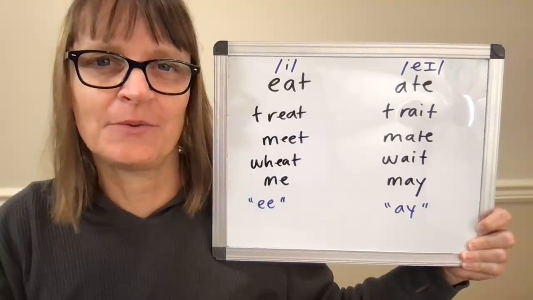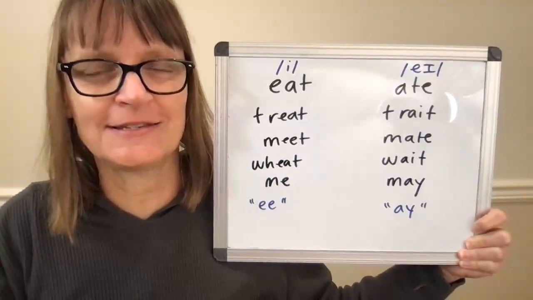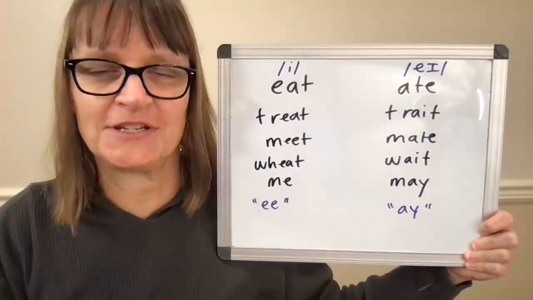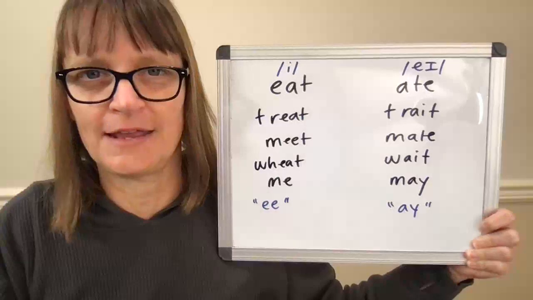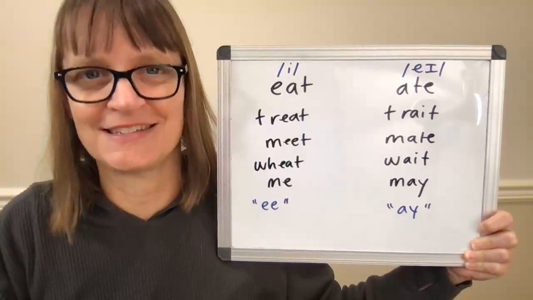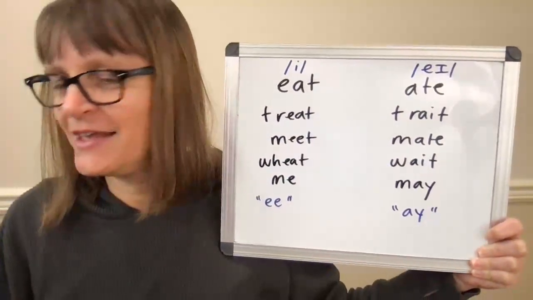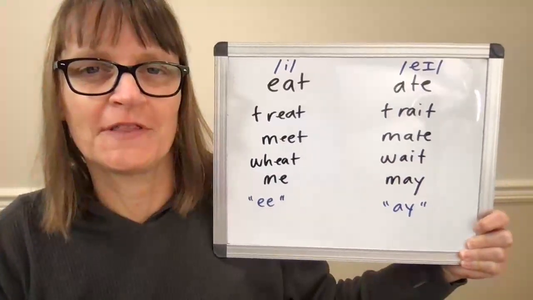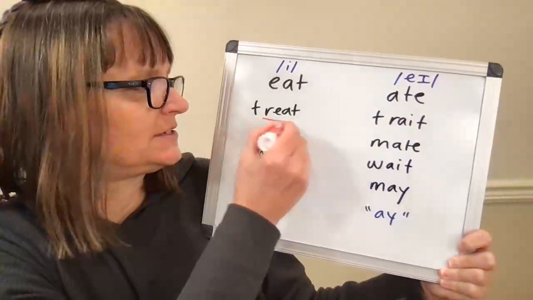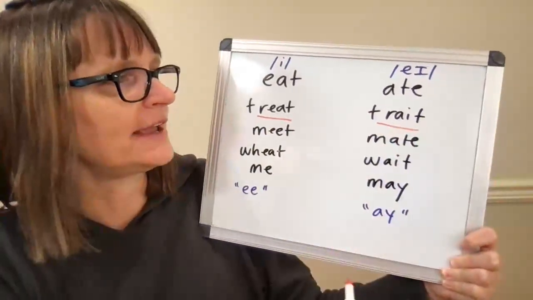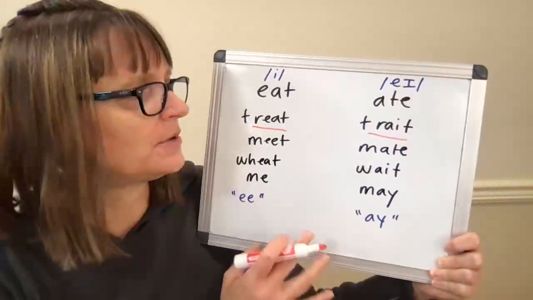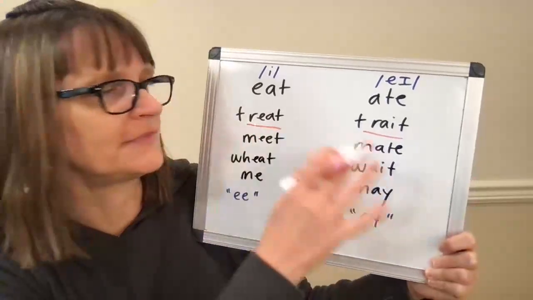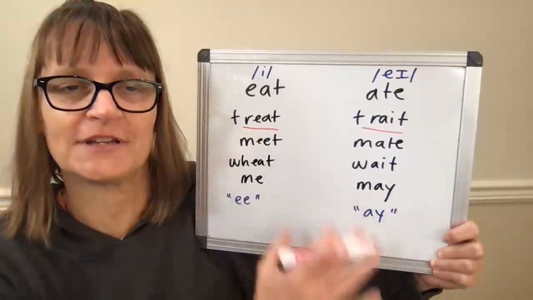In this video, we're going to look at words like eat and ate, treat and trait to help you pronounce the E and A vowels correctly and distinctly in American English. So this was a request from a viewer. They wanted to know about the words treat and trait. And so we'll talk about those words, but I also want to show you how we have these patterns and these vowel sounds in English.